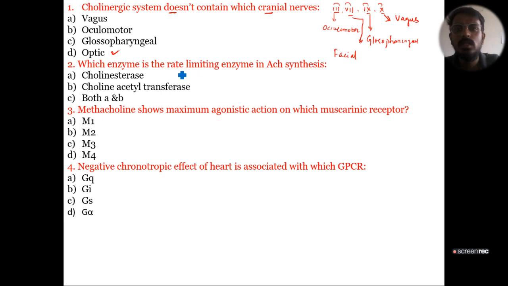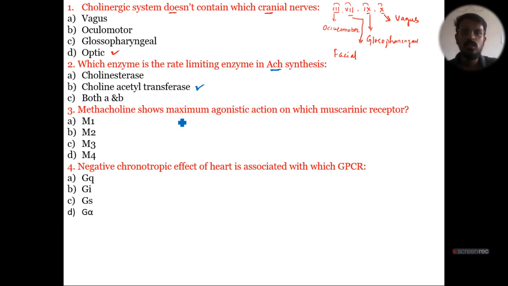Okay, so which enzyme is the rate limiting enzyme in acetylcholine synthesis? As I told you, one of the important enzymes for the synthesis of acetylcholine combines acetyl coenzyme A with choline by the action of the enzyme choline acetyltransferase, and this enzyme acts as the rate limiting enzyme for acetylcholine synthesis.